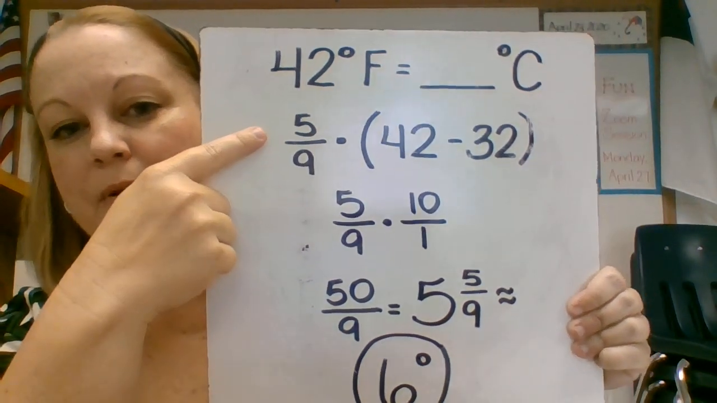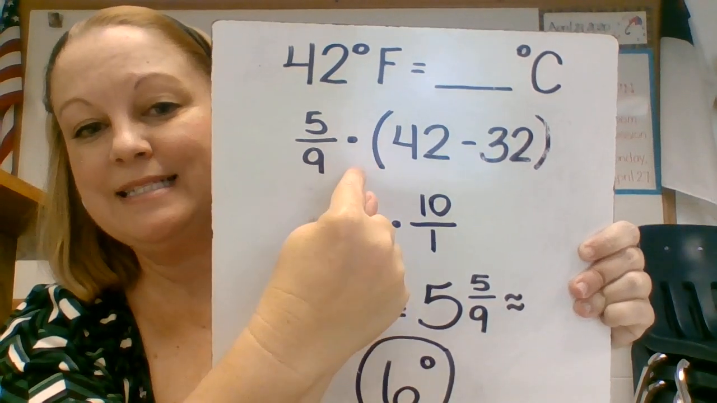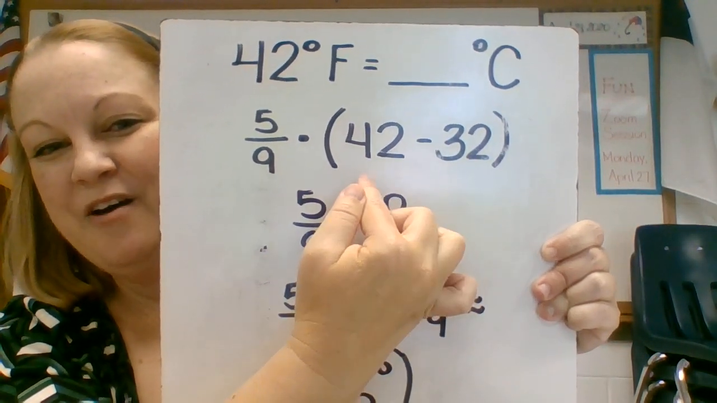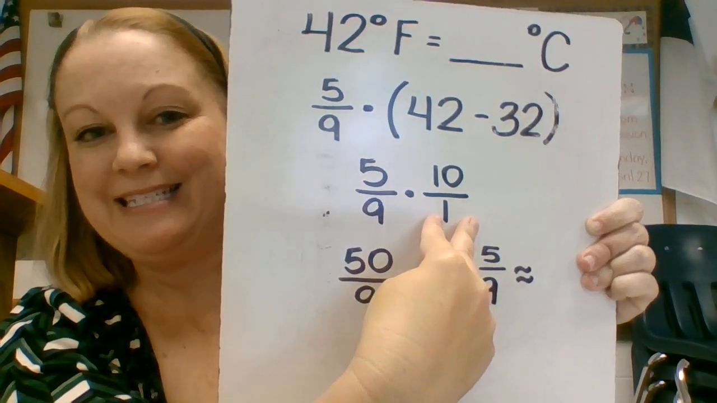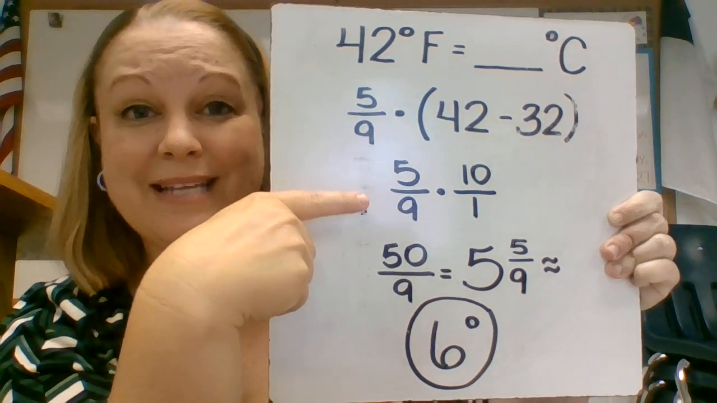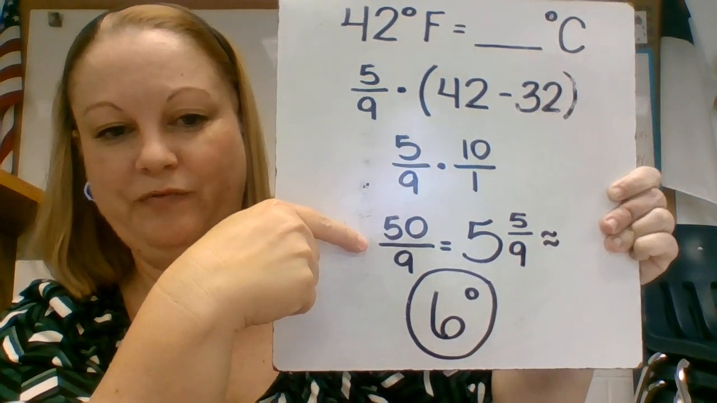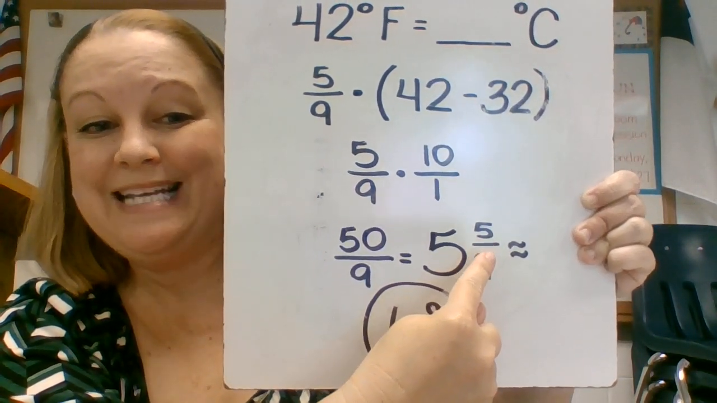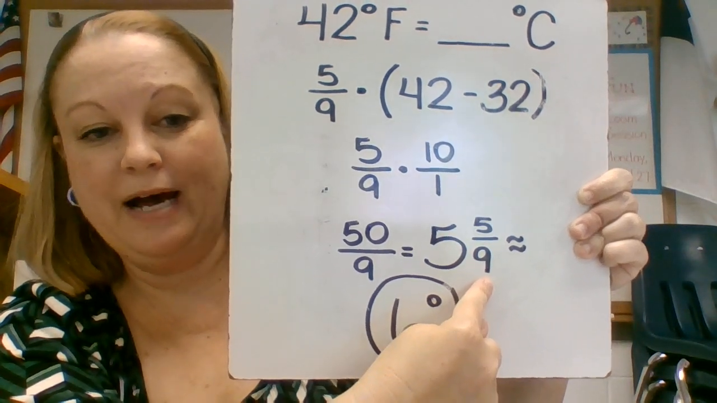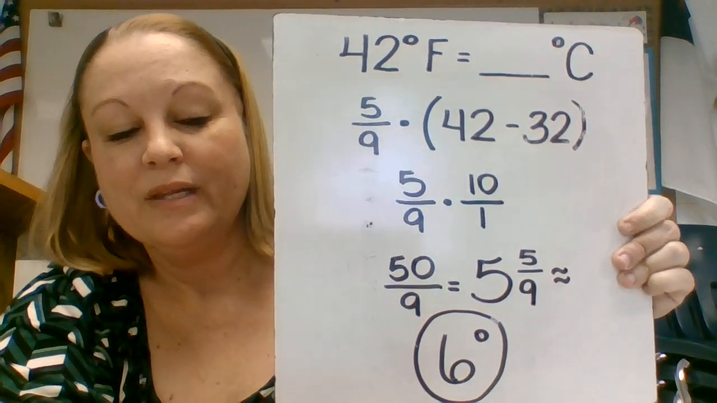Let's go over. Now remember, when we're doing Celsius, Celsius equals 5/9 times, parentheses, Fahrenheit temperature minus 32. Well, in this case, the subtraction becomes really easy. It's 10. I went ahead and put it in fraction form because I know I'm going to have to multiply. There's no cross canceling, but it is simple multiplication. 50 over 9 is what you should have, which is 5 and 5/9. 5 is definitely more than halfway to 9. So we're going to round that up to 6 degrees. 42 degrees Fahrenheit is closest to 6 degrees Celsius.